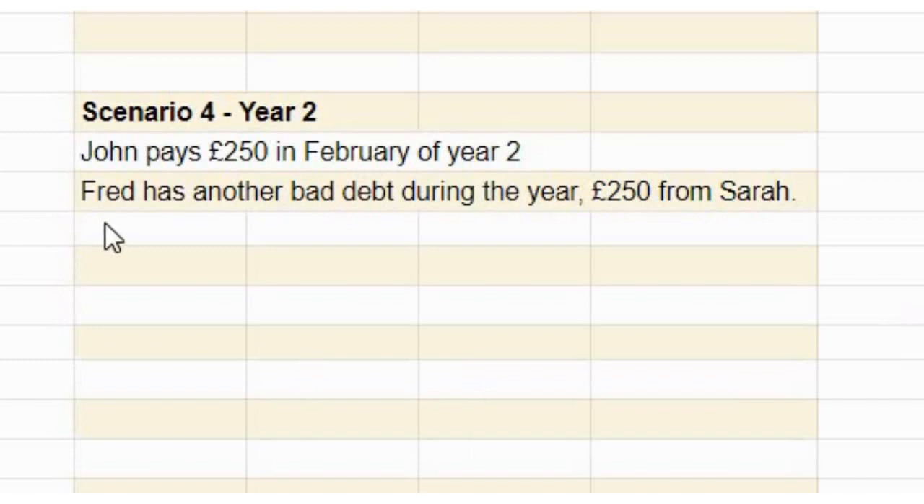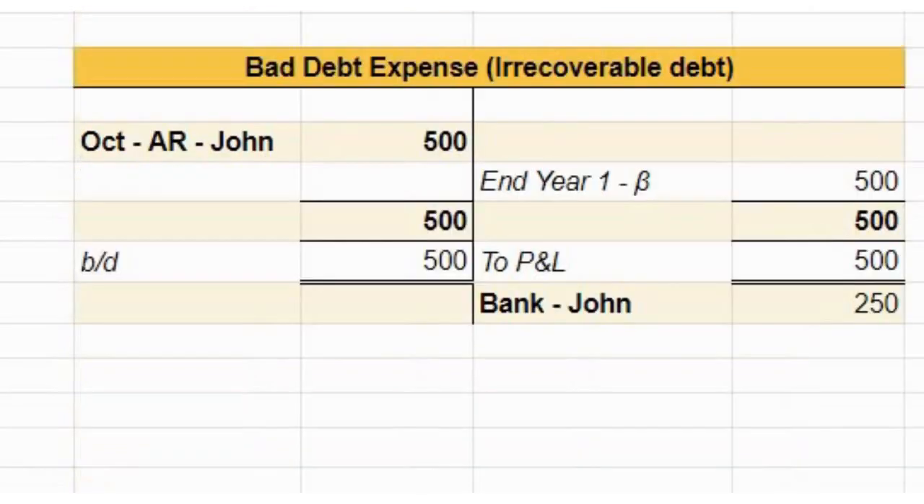And the scenario tells us that Fred has another bad debt during the year, £250 from Sarah, and so he needs to write this off also. And so he'll do it in the usual way by debiting bad debt and crediting accounts receivable.